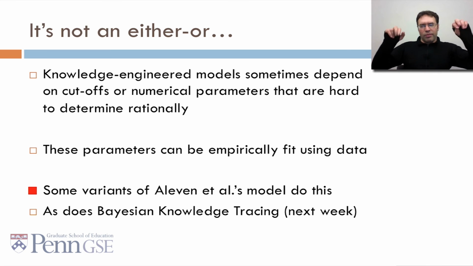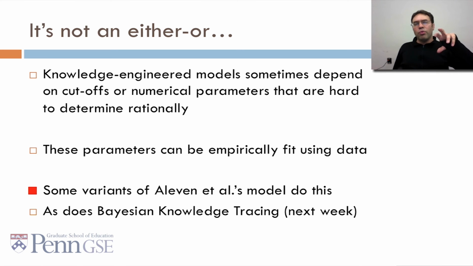What does needing help mean? It's based on how much you know. But what is too much? What is not enough knowledge? Is it a 40% probability of knowing the skill, a 30%, a 60%, a 20%? You could actually determine this empirically using data, and Aleven et al., along with Ido Roll, have done this. Bayesian knowledge tracing, which we'll talk about a lot next week, also does this.